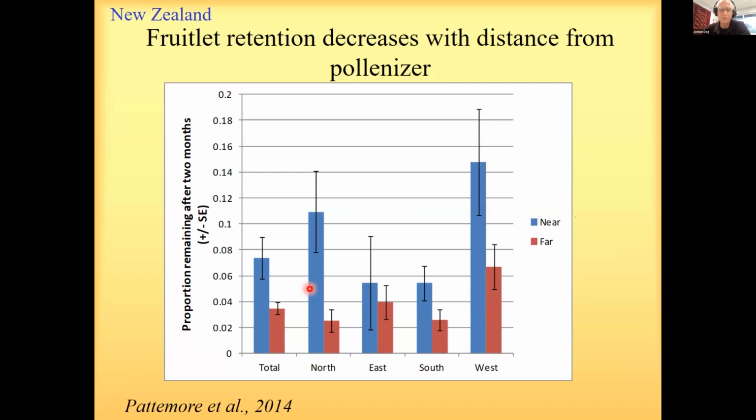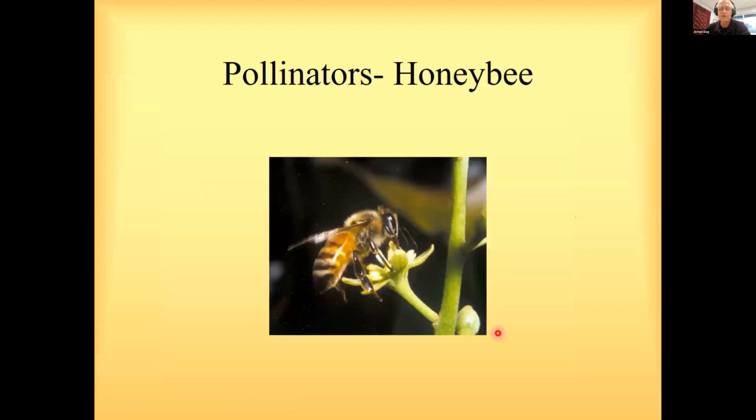Another study is from the group of David Pettimore in New Zealand. We can see the proportion of remaining fruitlet after 2 months in Hass trees that were close to the pollinizer and Hass trees that were far away from the pollinizer. And we can see that the chance of a fruitlet to stay on the tree and develop into fruit is reduced with increased distance from the pollinizer. The explanation is that the proportion of self-pollinated fruitlet increases with distance from the pollinizer, and their ability to stay on the tree is reduced. So another example for the advantage of cross-pollination. I hope I succeeded to convince you that generally combining pollinizer is important for productivity of avocado.